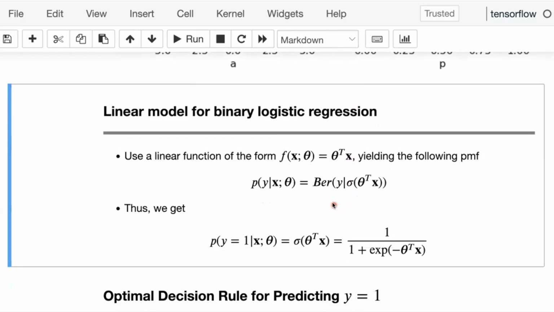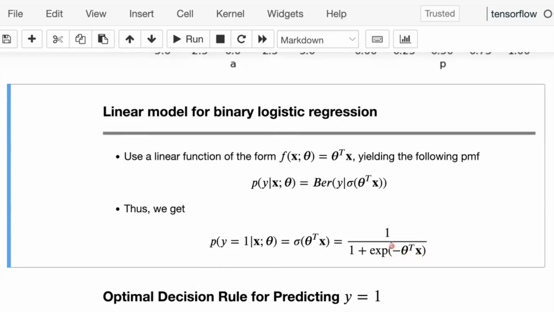So overall, putting everything together, we first find a linear combination of input features and apply the sigmoid function. Therefore the probability that y equals 1 given x and theta is the sigmoid of theta transpose x, which is 1 over 1 plus e to the negative theta transpose x. This exponential here means e raised to the power of negative theta transpose x.